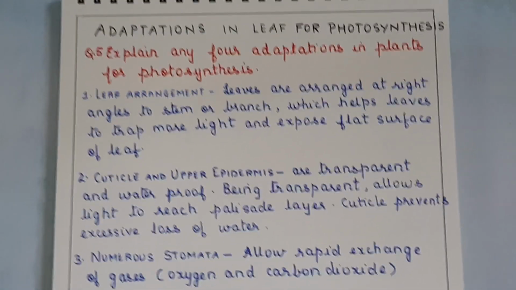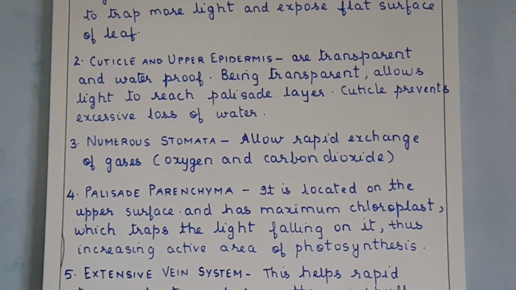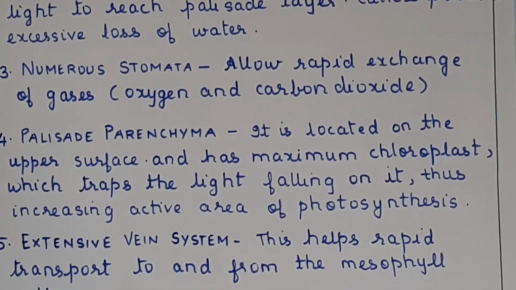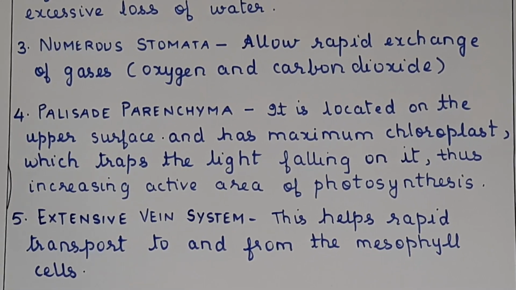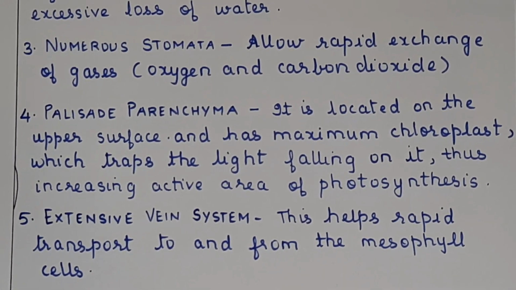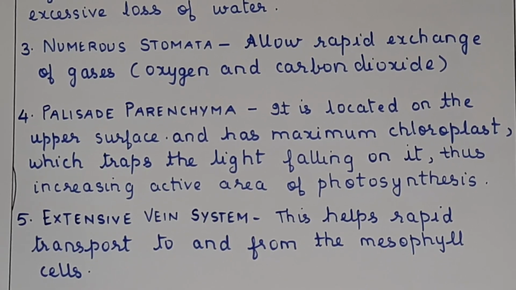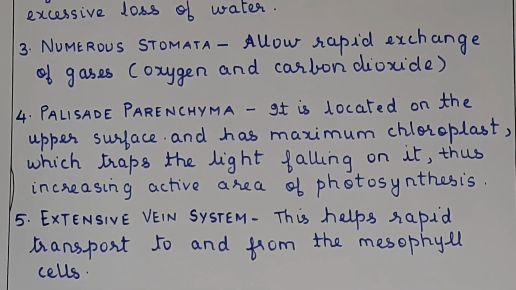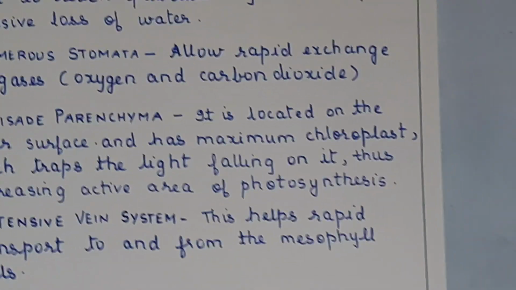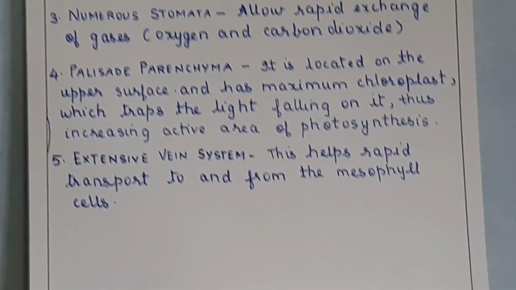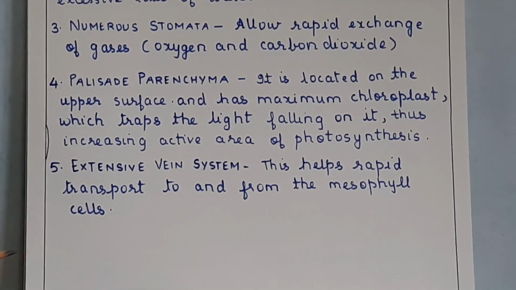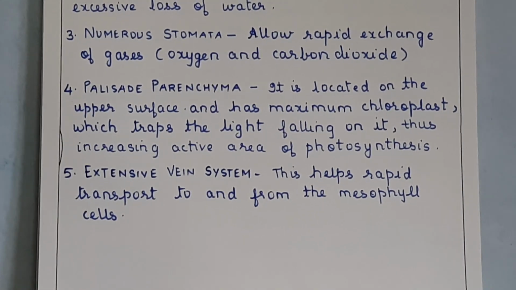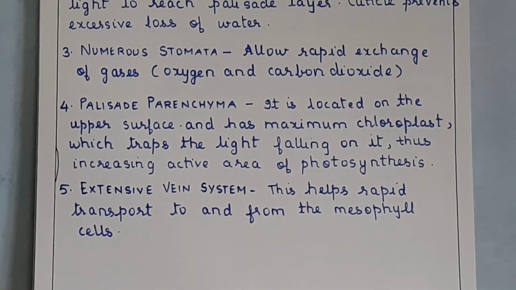Then the palisade mesophyll. Now we had discussed this in the transpiration chapter, in the pathway taken by the water in the leaf. In that diagram we had discussed the palisade mesophyll and spongy mesophyll, right? So the palisade is just below the upper epidermis and has more chloroplasts as compared to the spongy mesophyll. So the idea is that the sun's rays will directly fall on the palisade mesophyll, so photosynthesis will be carried out to a larger extent in the palisade mesophyll.